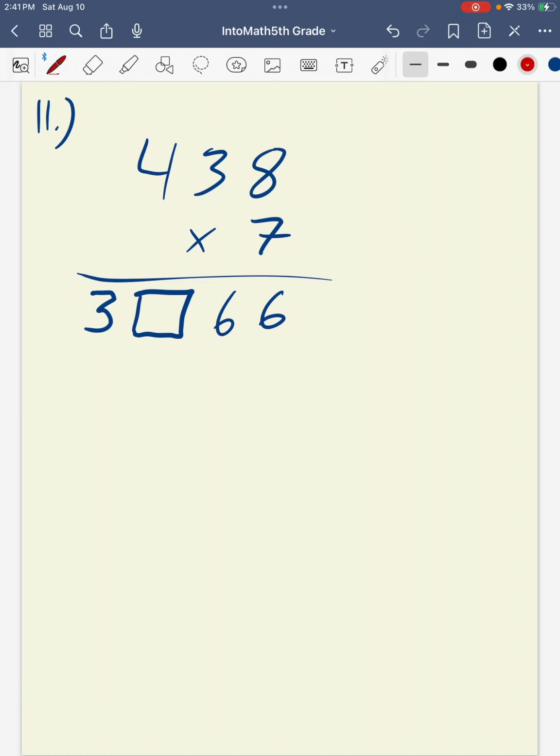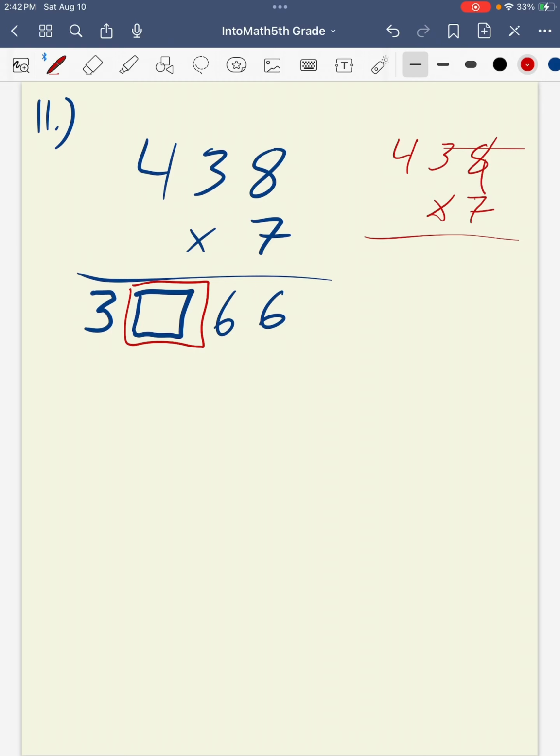Question number 11. We need to figure out what the blank box here represents. So we're going to multiply 438 times 7 to figure out what the missing digit here is. We can either use the format that they have here, or on our scratch paper, write out 438 times 7 and figure out what that missing number is.